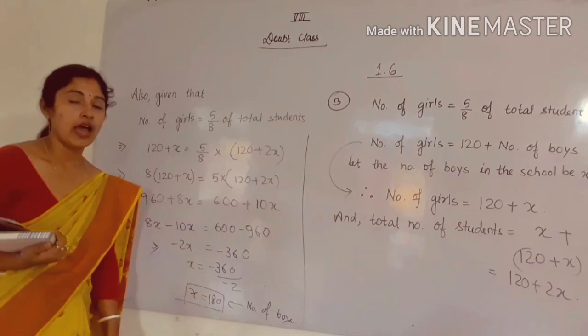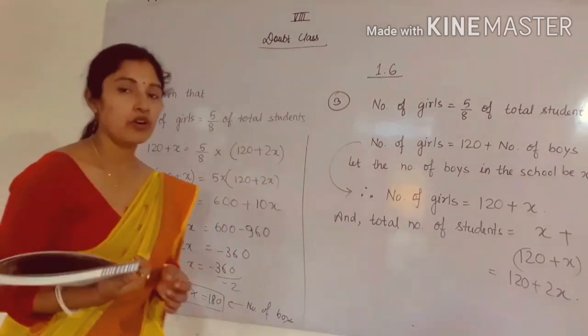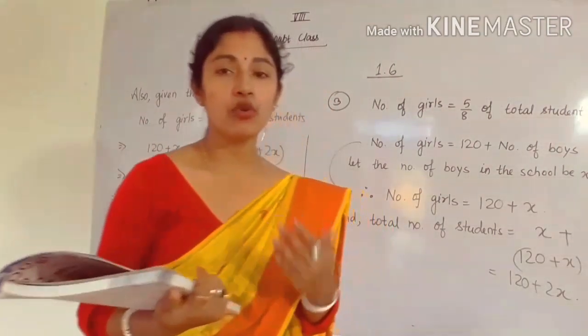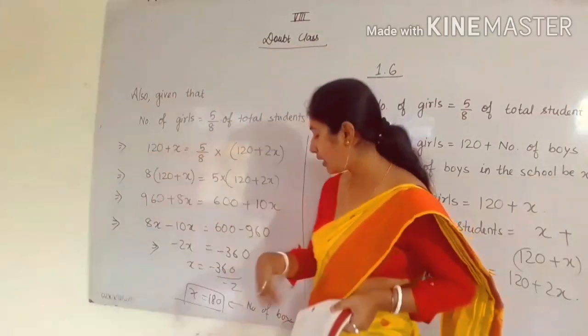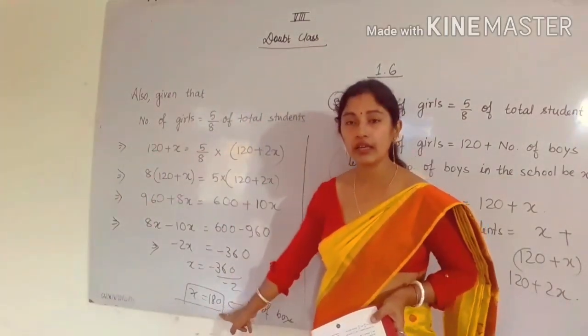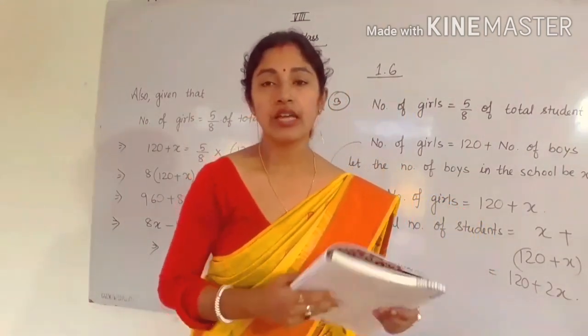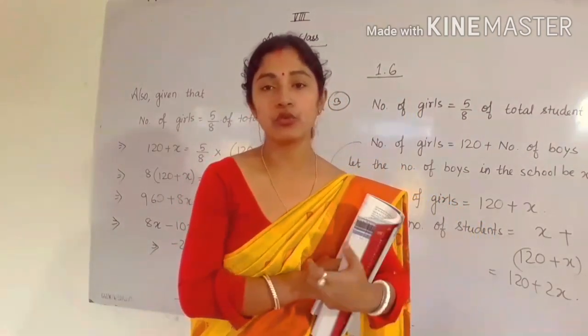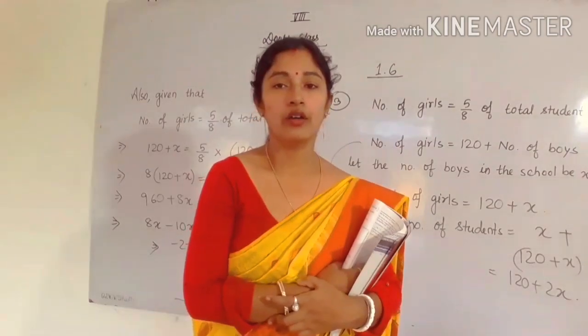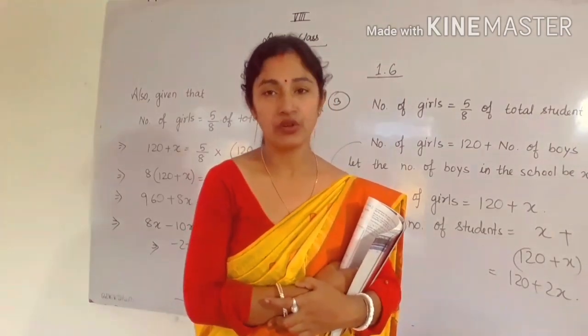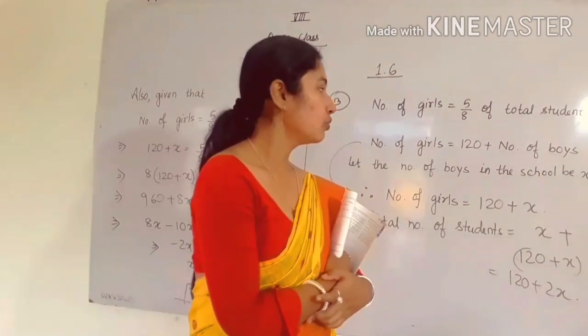Okay. And what is the number of girls? Number of girls is 120 more than boys. Okay, so 120 plus 180 will be the number of girls. Okay, so next you have to find the total number of students, that will be equal to number of boys plus number of girls. Okay, so please try to do this.